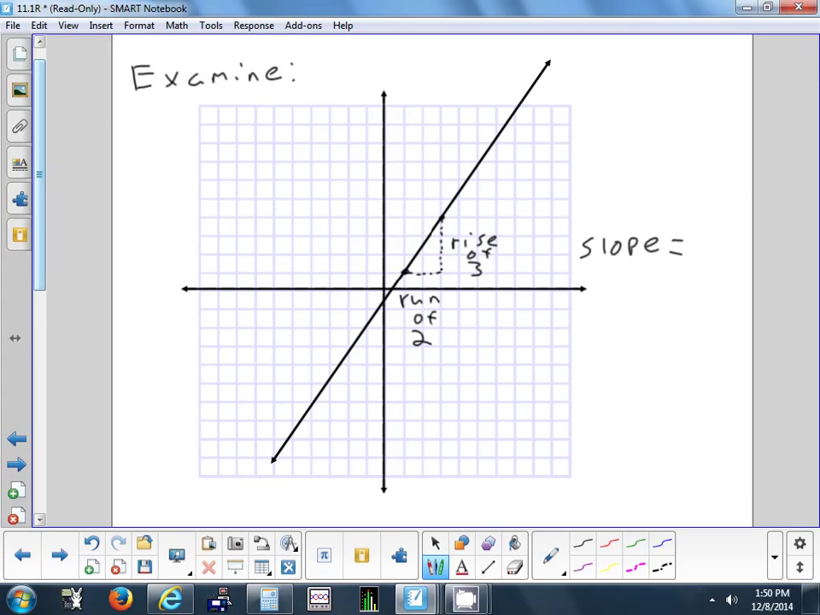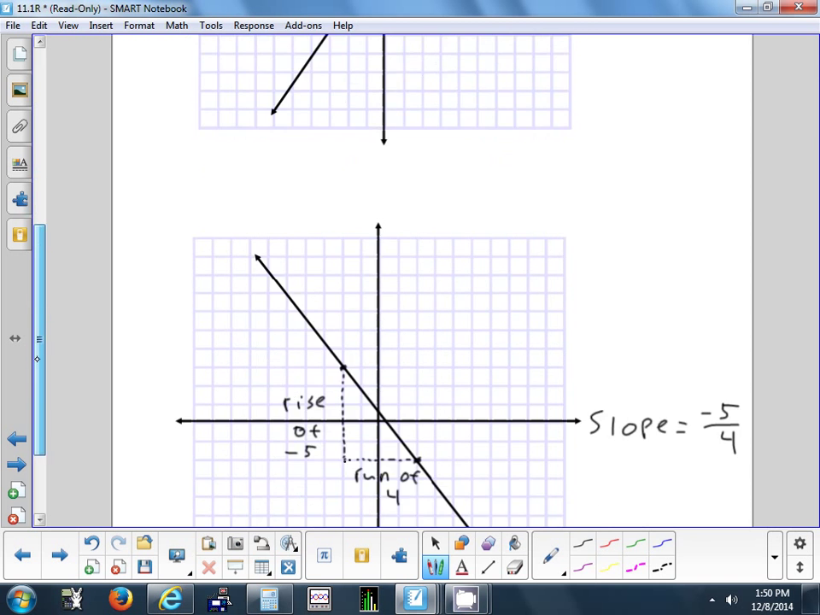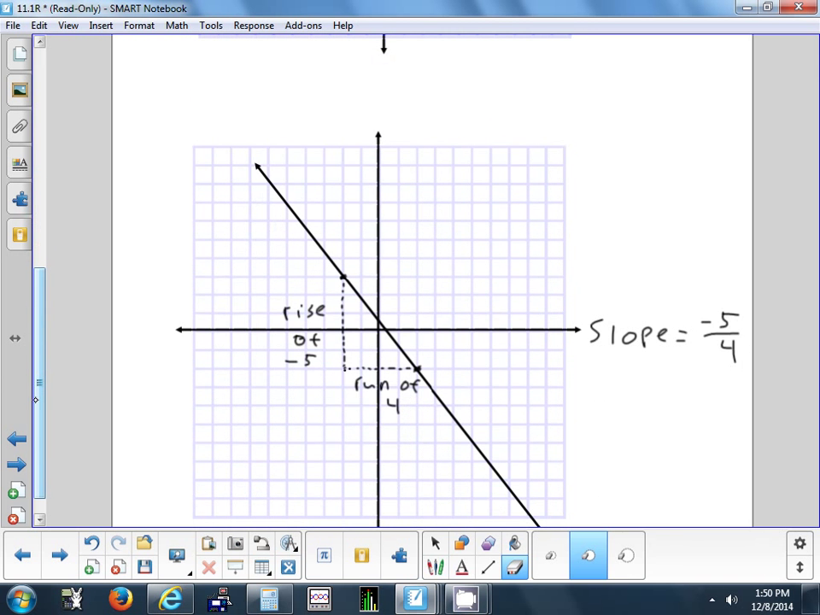What does it say your rise is here? 3. What's your run? 2. And your slope is 3 over 2. All right, look at this one. Which way is your line going now? Slanting down, so your slope, right away, I would put down a negative, so you don't forget. This is a negative slope.